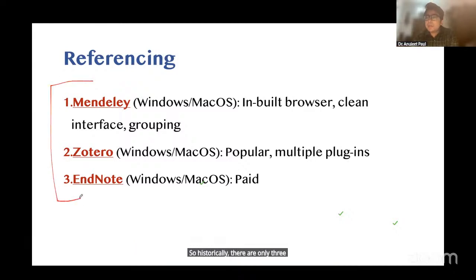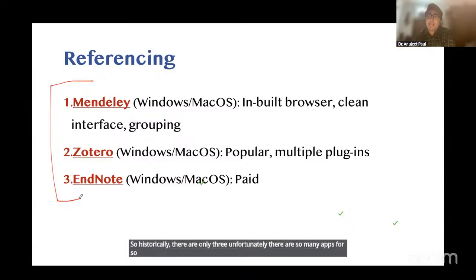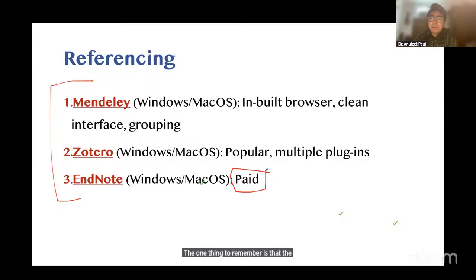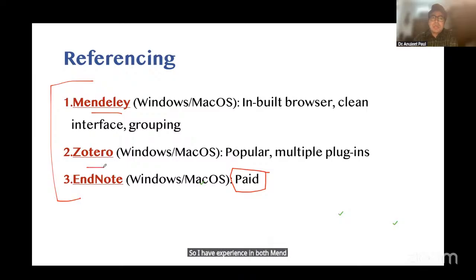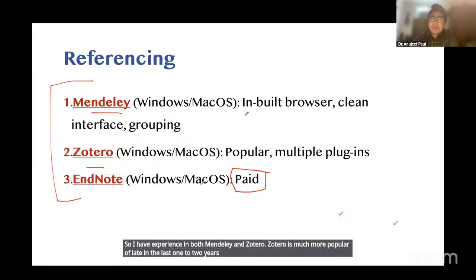Unfortunately, there are so many apps for so many things, but there are only three apps for referencing which are actually good. The one thing to remember is that the third one is paid. I have not used the paid version, so I'm not very familiar with EndNote, but those who are using it, it's fantastic. So I have experience in both Mendeley and Zotero. Zotero is much more popular of late. In the last 1 to 2 years, it's become much better.